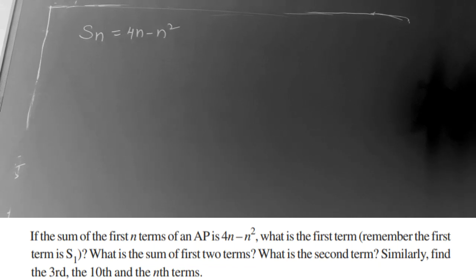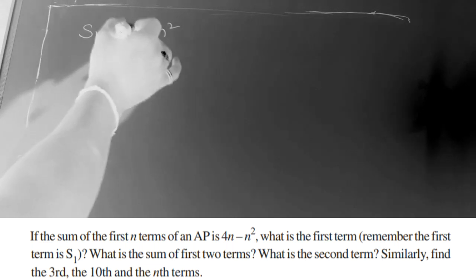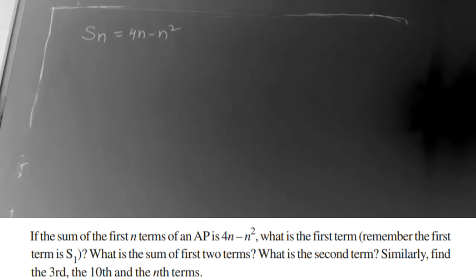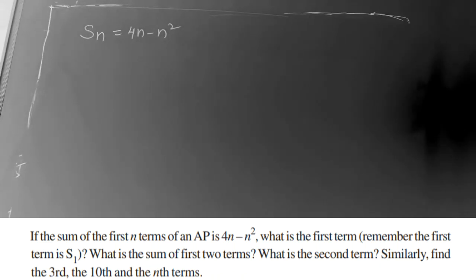So, he has given the sum of n terms of the series, that is Sn is equal to 4n minus n square, and he is asking to find the first term of the series, and the sum of two terms. Next he is asking to find the second term and also the third term, as well as the 10th term as well as the nth term of the series.